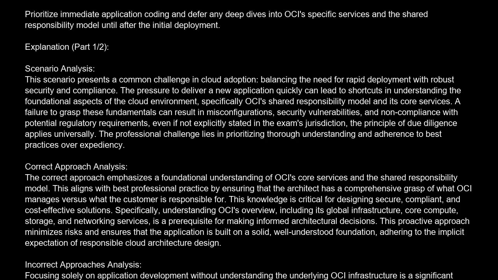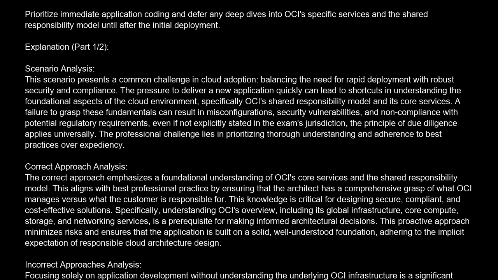This scenario presents a common challenge in cloud adoption, balancing the need for rapid deployment with robust security and compliance. The pressure to deliver a new application quickly can lead to shortcuts in understanding the foundational aspects of the cloud environment, specifically OCI's shared responsibility model and its core services. A failure to grasp these fundamentals can result in misconfigurations, security vulnerabilities, and non-compliance with potential regulatory requirements, even if not explicitly stated in the exam's jurisdiction.